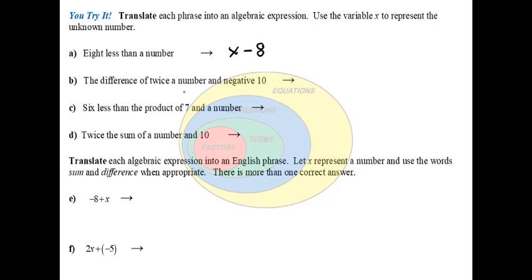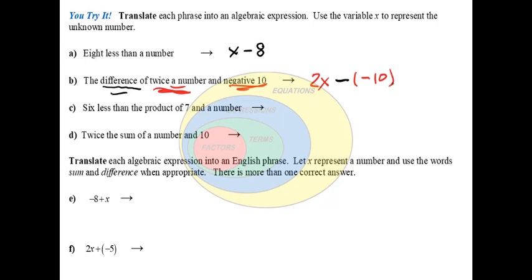So the second one is the difference of. So the difference of is basically saying that I'm going to have a subtraction between two things. The first is going to be twice a number, so that would be 2x. And the second would be negative 10. So it would look like that. So the difference between twice a number and negative 10.